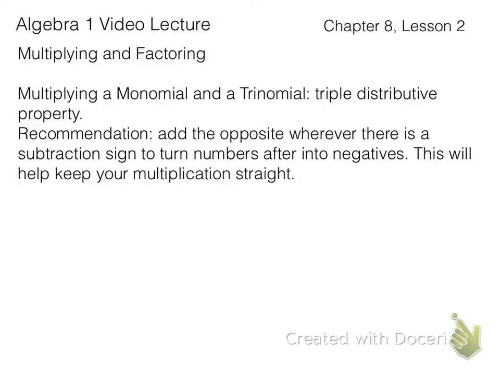All right, so here's an example. We have 4b times the quantity 5b squared plus b plus 6. So those are b's, and that last number is a 6. All right, so let's go ahead and distribute. 4b times 5b squared, 4b times b, and 4b times 6.